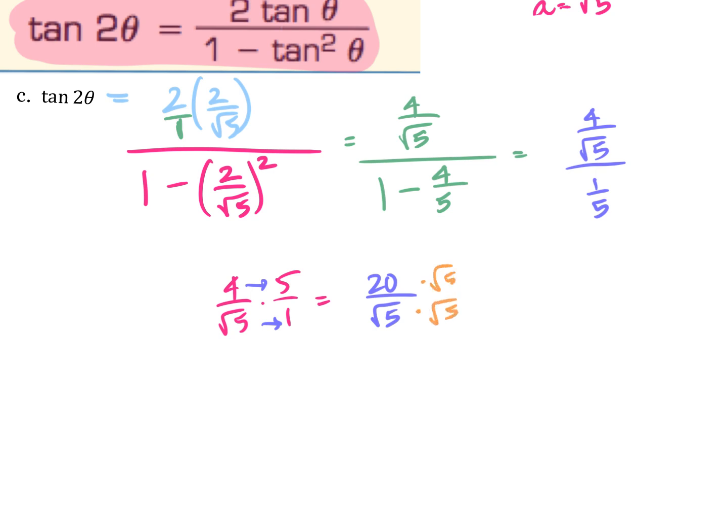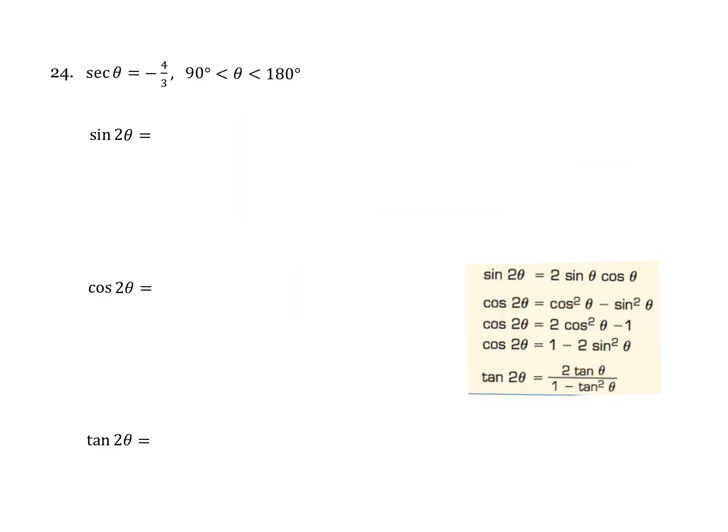Multiply by that root 5 on the top and the bottom. 20 root 5 over 5, Philip says. And then, Philip, you're going to say 20/5 is just 4. Beautiful.